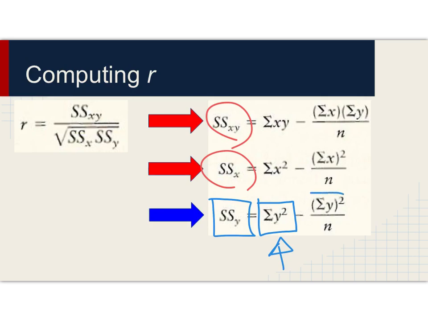We'll add up the y's and square it, same as what we were doing before, where we were adding up the x's and squaring, or we were adding up the x's, adding up the y's, and multiplying. In this case, we are adding the y's and squaring it, and as always, dividing by n. So it's three flavors of the same formula that come together to form r, where r is SSXY in the numerator, and the denominator is the square root of the product of SSX and SSY.